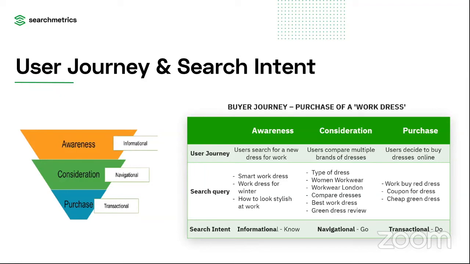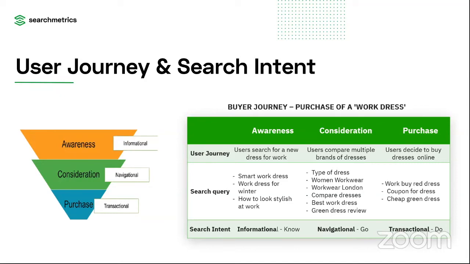So within the awareness, the user searches for a new dress for work. So the type of search query that you will make will be more like smart dress, work dress for winter. It will be more general type of search query. Once into consideration, that's where the consumer is comparing. You want to compare two different dresses. You want to get reviews of the best dresses. So therefore, that will be more navigational. And within the purchase, that's where we will have search queries like buy dresses, buying dresses, etc. And then the type of query will be more detailed in terms of the product color, for example.